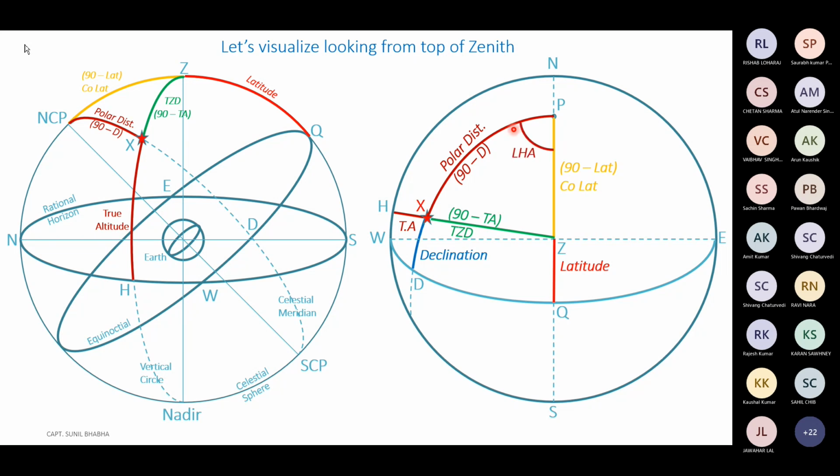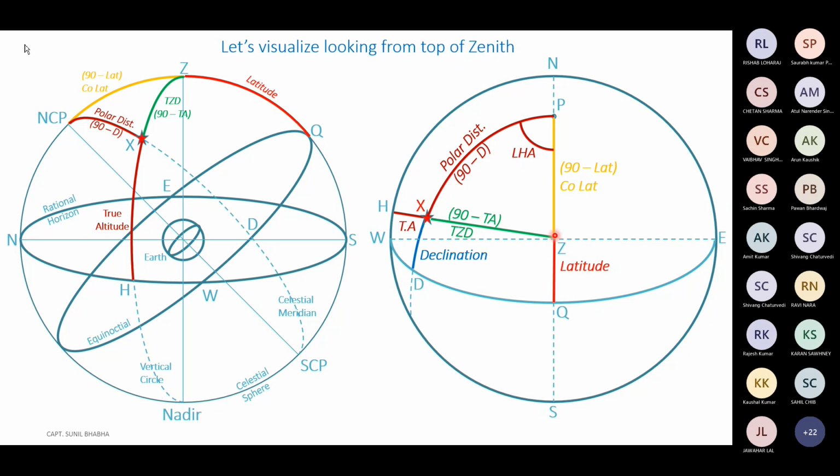This is the definition of LHA, the local hour angle of the body: the angle at the pole contained between the celestial meridian of the observer and the celestial meridian of the body measured westwards. So this angle is the LHA. So we have identified angle P of the PZX triangle. Let's move on to another angle now.